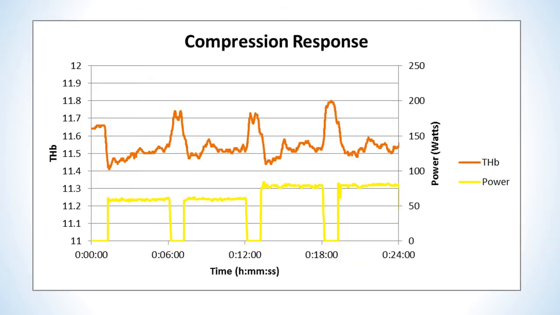This graph shows the THB response on a cyclist's vastus lateralis during an intermittent loading test. The vastus lateralis is part of the quadriceps muscle group in the thigh and is commonly measured in cycling assessments. The horizontal axis is time, and the vertical axis shows THB on the left scale and power on the right. The compression outflow is observed every time the cyclist goes from a resting to a working load. This is the rapid drop in THB. The compression return is observed as a rapid increase in THB every time the load is stopped.